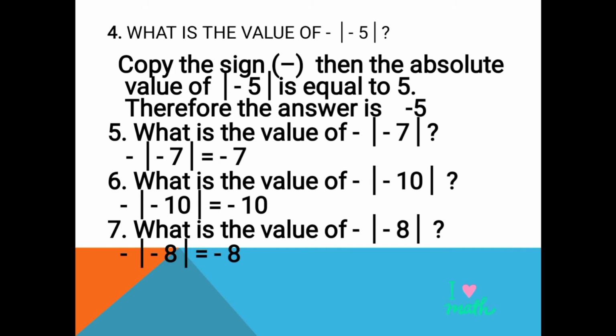Now, what about number 5? What is the value of negative the absolute value of negative 7? So, negative copy, then change this one. So, your answer will become negative 7. The same also with number 6. What is the value of negative the absolute value of negative 10? So, negative again, then change that. That will become negative 10. Number 7, what is the value of negative the absolute value of negative 8? So, again, copy the sign, then get rid of the absolute value bar, so that is negative 8.